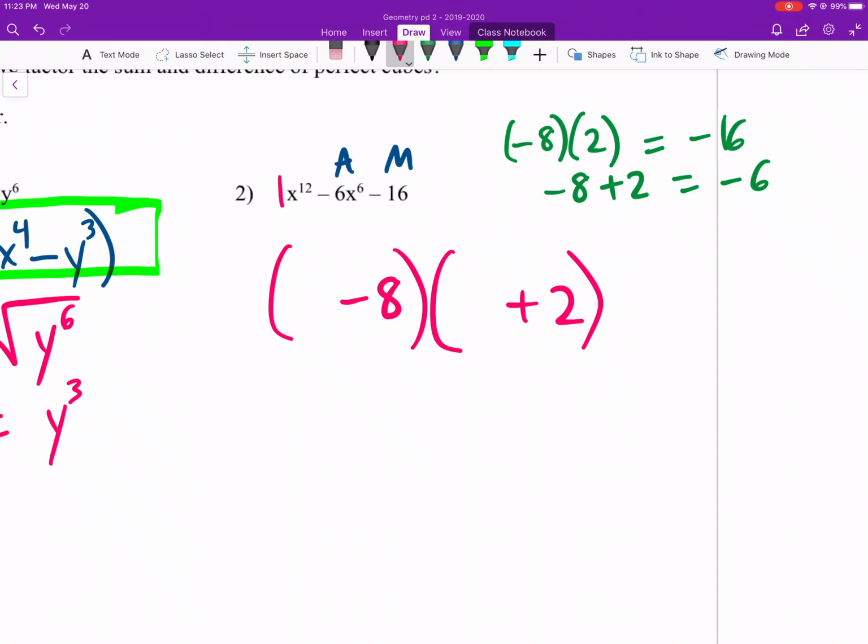Now if it was standard AM, we would put x here and x here. But it's not standard AM, it's super AM. So remember, that second exponent, that 6 right there, is going to go to each of these, because x to the 6th times x to the 6th is what gives you x to the 12th power. And you're done. For super AM, if you're not sure, look back at your notes or ask me questions to remind yourself. So x to the 6 minus 8 and x to the 6 plus 2.